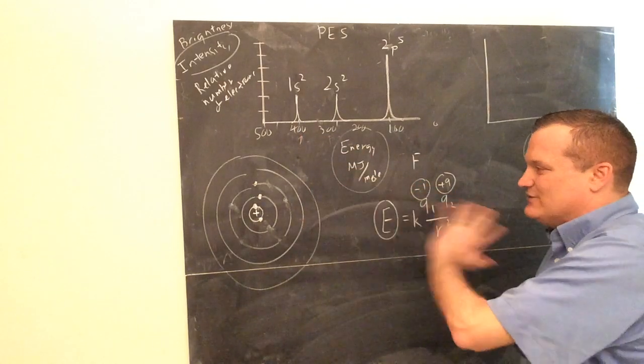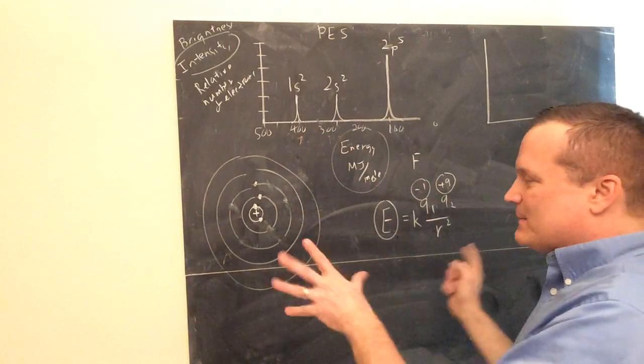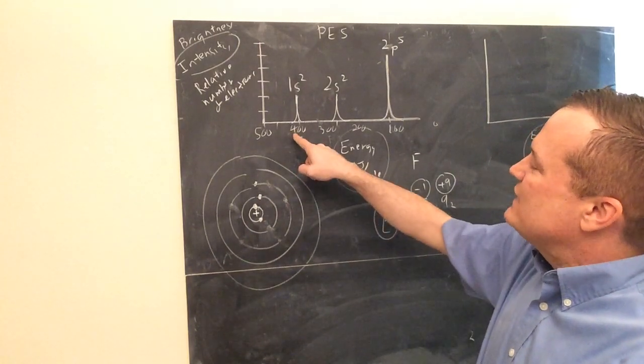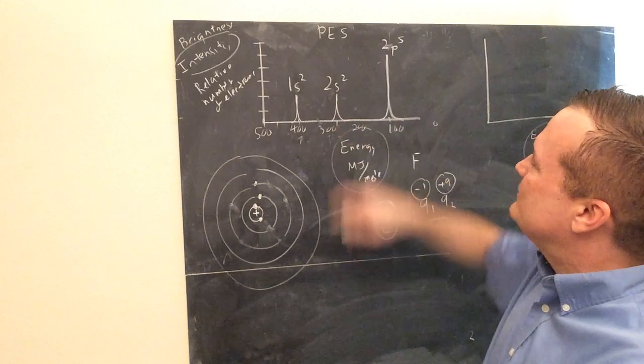But I just gave you a long explanation that you wouldn't need. But we're going to be getting into some things like that pretty soon. So anyway, 1s2, 2s2, 2p5.